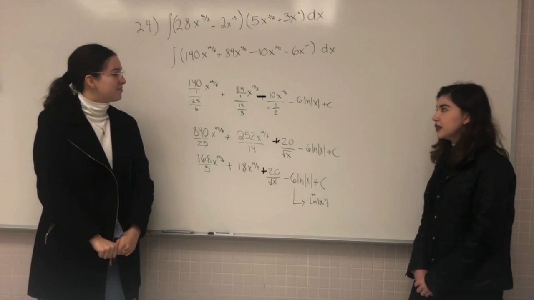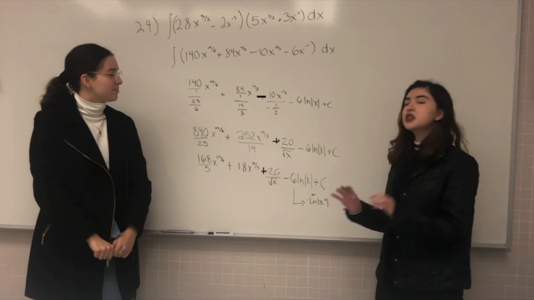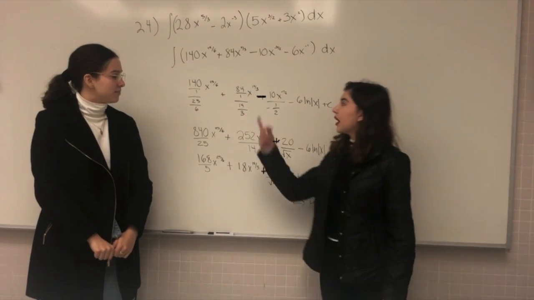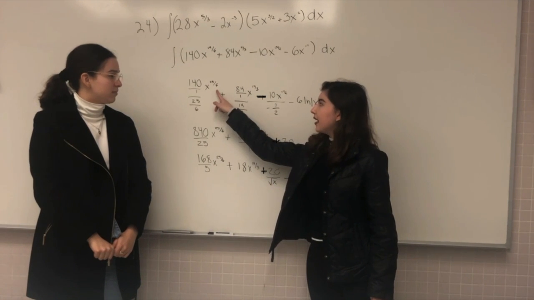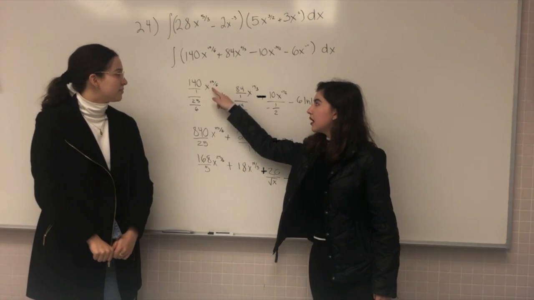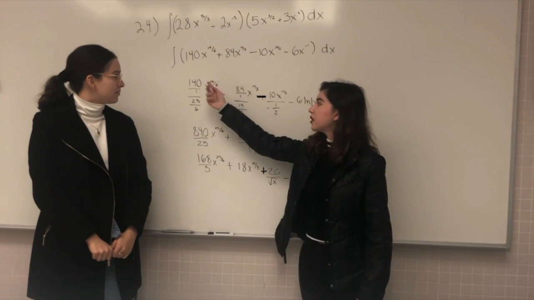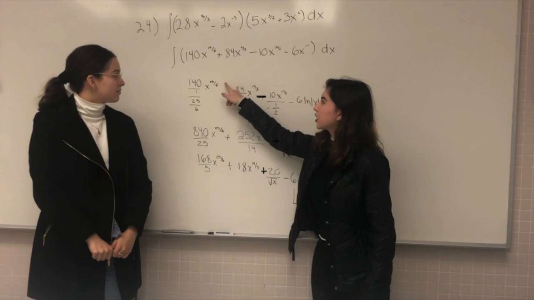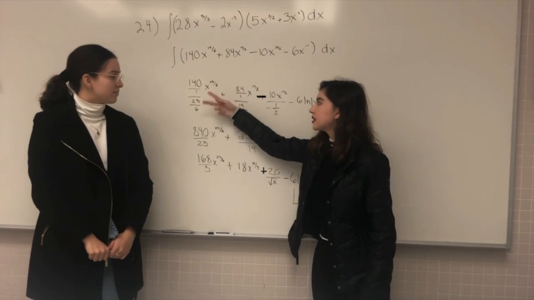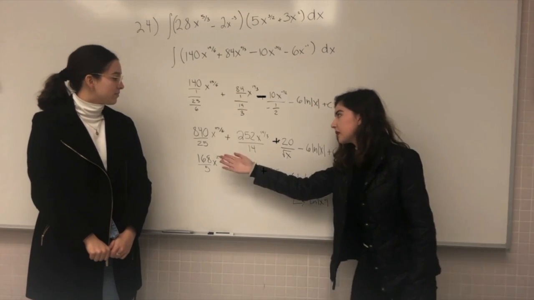Okay, and then the next step is to actually find the antiderivative, which is pretty simple. You simply have to add 1 to the exponent, and then divide by this new exponent. So in this case, the 140 will be divided by the new exponent, which is 25 over 6, and you will get the following numbers.